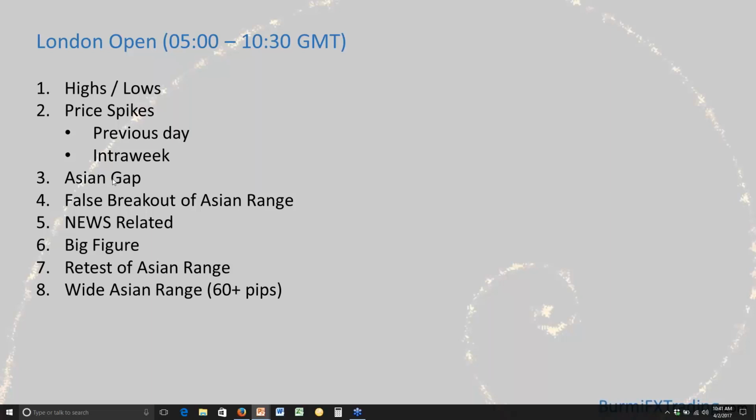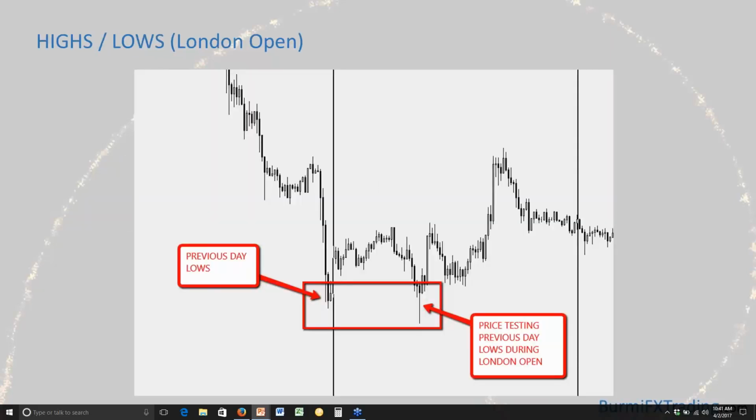We have price spikes, Asian gap, very important price behavior, false breakout of Asian range. So we already saw that. News related, big figure, retest of Asian range. So let's look at some of them.